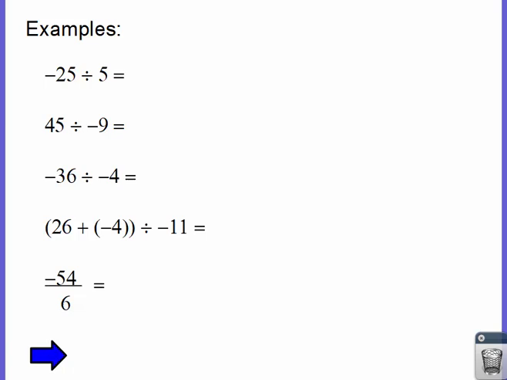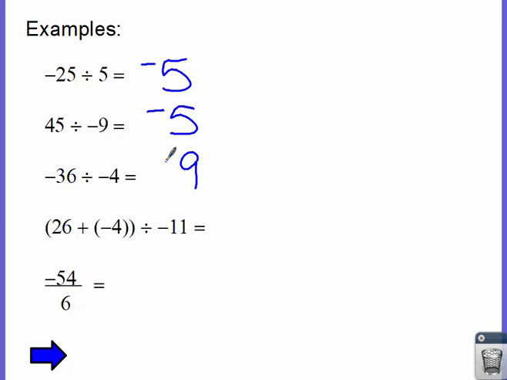So the first question here says negative 25 divided by 5. So the first thing we do is divide. 25 divided by 5 gives me 5. There's one negative, so my answer is negative. 45 divided by negative 9. Well, 45 divided by 9 gives me 5 also. One negative, so my answer is negative. Negative 36 divided by negative 4. Well, 36 divided by 4 is 9. Two negatives make it positive.